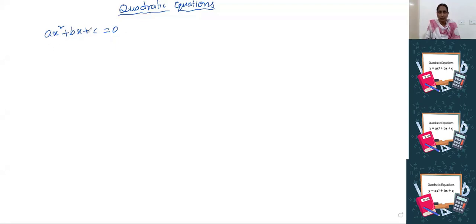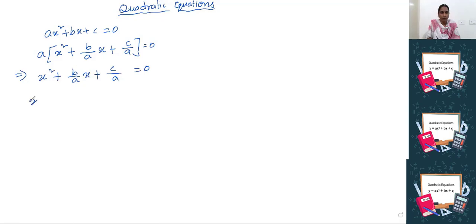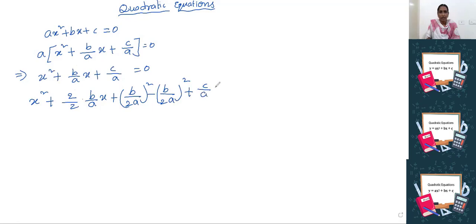Ax square plus bx plus c equal to 0. From this, I am going to take a common. Then x square plus b by a x plus c by a equal to 0. That implies a will come to this side, and 0 by a we will get. 0 by anything is 0. So we will get x square plus b by a x plus c by a equal to 0. Now x square plus 2 by 2 into b by a x plus b by 2a whole square minus b by 2a whole square plus c by a equal to 0.